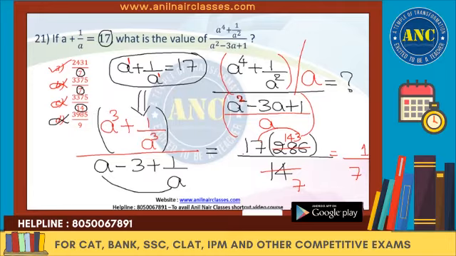The one important learning in this question is whenever a plus 1 by a is equal to 17, a cube plus 1 by a cube will always be equal to k cube minus 3k, and if you know that property, then this question can be solved in the easiest format. And I am repeating once again, this is one of the favorite questions in the SSC CGL examination.